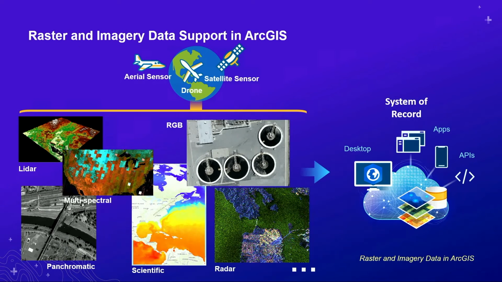Now, first of all, let me give you a quick overview of what type of raster and imagery data support we have in ArcGIS. The ArcGIS imagery platform provides powerful system of record functionality. What that means is we support imagery data or raster data that was captured by all these different types of sensors. We support over 100 different raster formats, and they can be captured by a LiDAR sensor, can be a multispectral image, panchromatic image, or it can even be some scientific dataset in the format of NetCDF, GRIB, HDF, that has data across different dimensions.